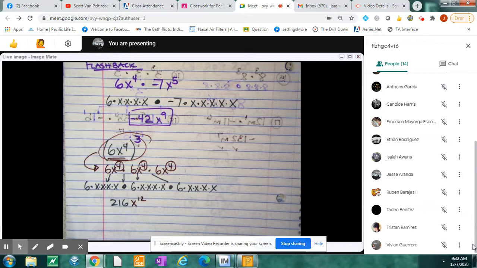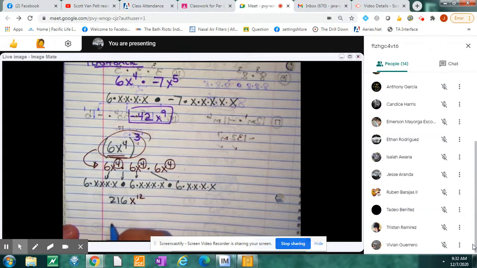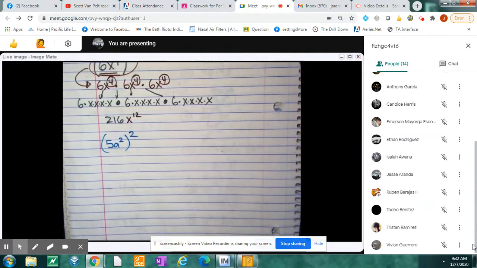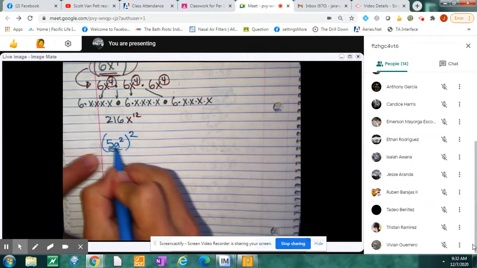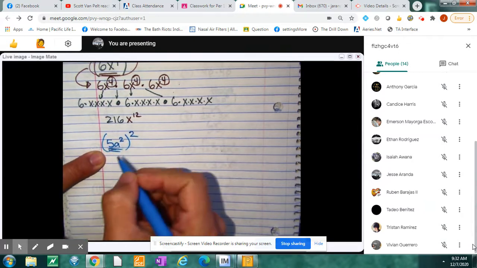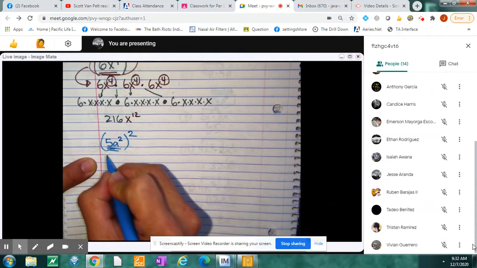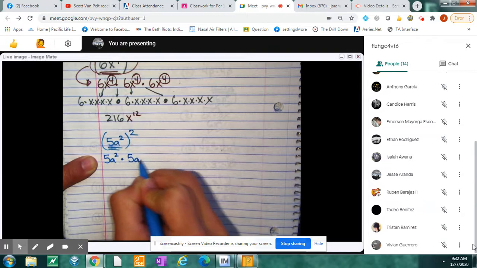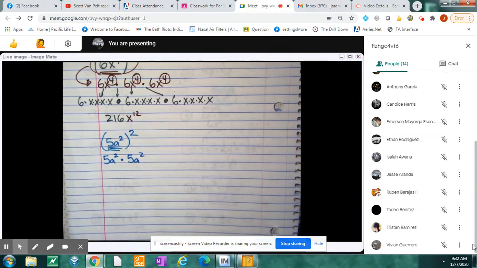Okay, let's do 5a to the second raised to the second. So that's a power to a power. That's all we're doing today. We're going to write what's in parentheses twice. So 5a to the second times 5a to the second. So now we set it up the way we had it last week, right?